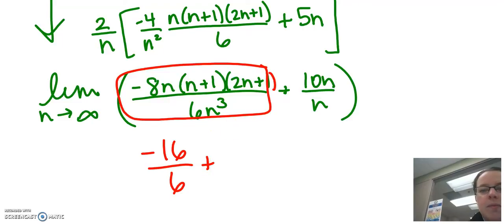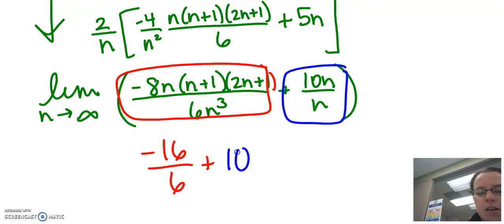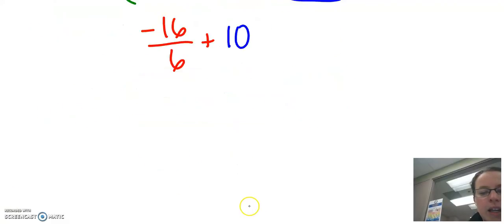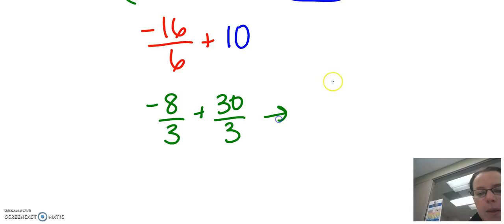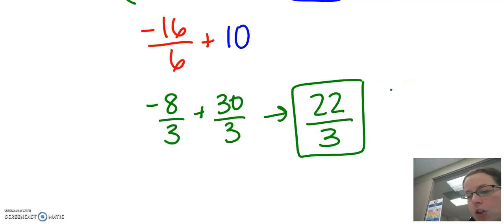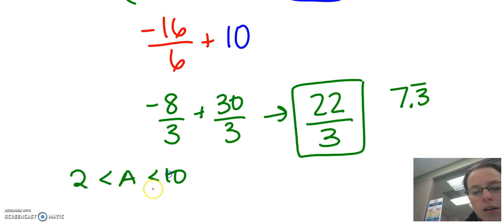And then I'm going to add to it. This limit is just going to be 10. So cleaning up my answers, this will be negative 8 thirds plus 30 thirds, which gives me 22 thirds. Now, 22 thirds in your calculator should be 7.3 repeating. And if you remember, we started with these estimates saying we were somewhere between 2 and 10. And then we were somewhere around 6.25 by the time we got to 4 rectangles. Well, if we had an infinite number of rectangles, our exact area would be 22 thirds.